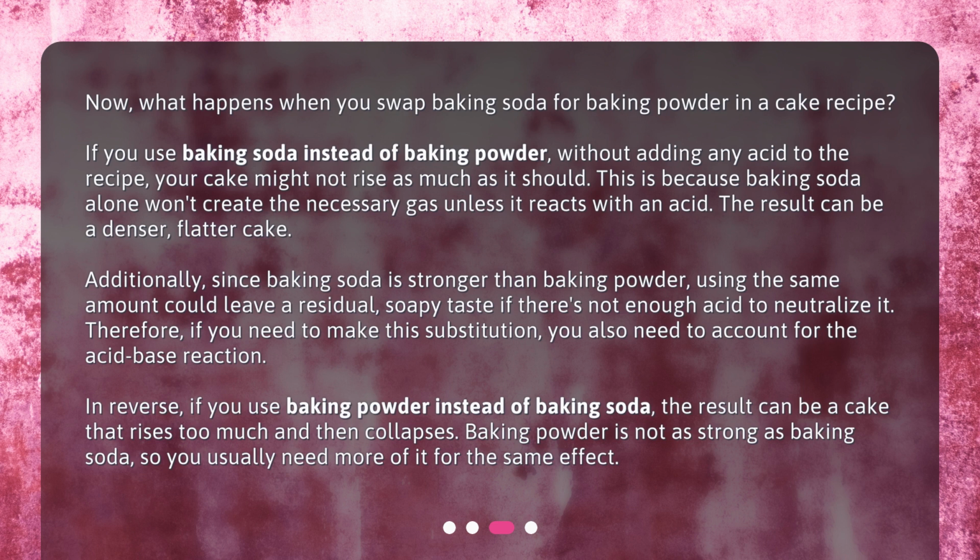Additionally, since baking soda is stronger than baking powder, using the same amount could leave a residual, soapy taste if there's not enough acid to neutralize it. Therefore, if you need to make this substitution, you also need to account for the acid-base reaction. In reverse, if you use baking powder instead of baking soda, the result can be a cake that rises too much and then collapses. Baking powder is not as strong as baking soda, so you usually need more of it for the same effect.